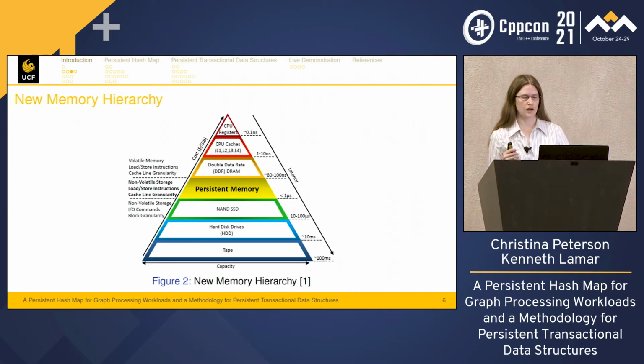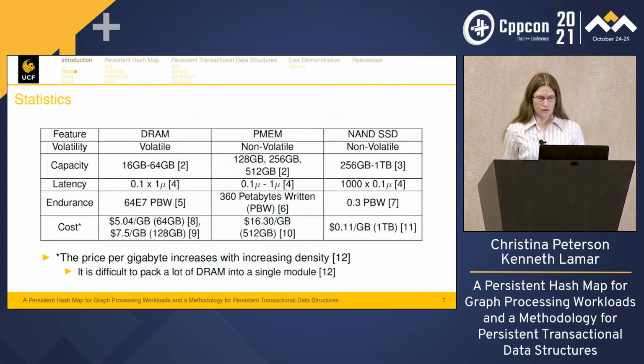It's non-volatile and has capacity that's close to NAND SSD, but it has latencies much closer to DRAM. And so there's design trade-offs for any tier of memory. So here's some statistics of persistent memory compared to DRAM and NAND SSD.